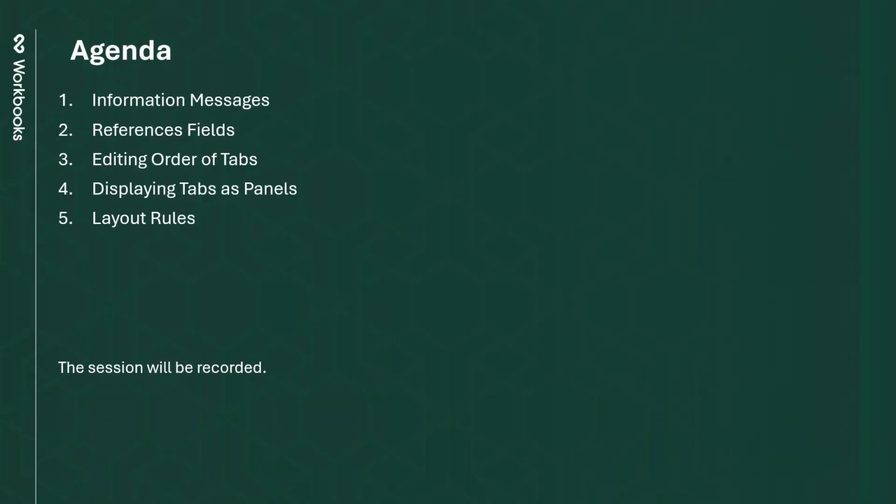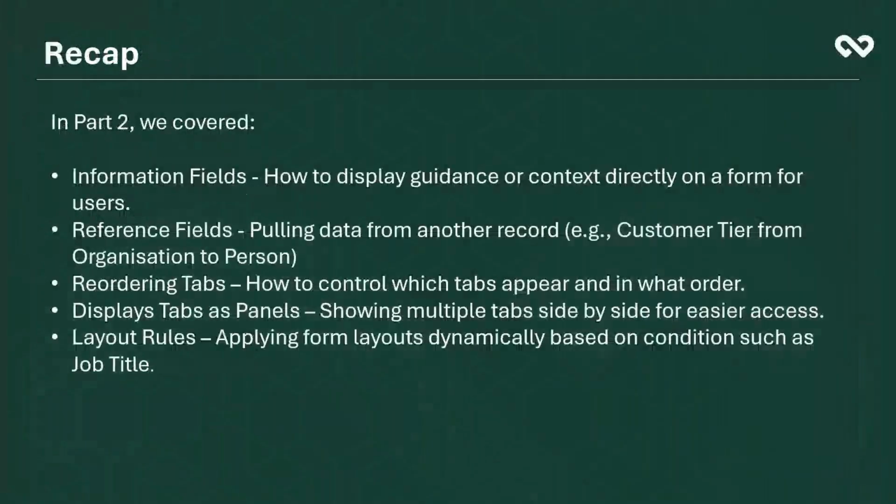We have now reached the end of our presentation, so I'm going to quickly recap on what we covered in part 2 of our form layouts demo. So we started with information fields, which let you add guidance or context directly on the form to help users know what a field is for. Next, we looked at reference fields, which allow data from one record to appear on the other. For example, bringing a customer tier from the organization record onto the person record.